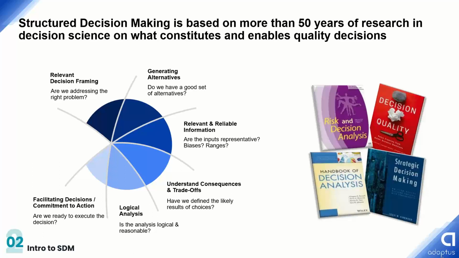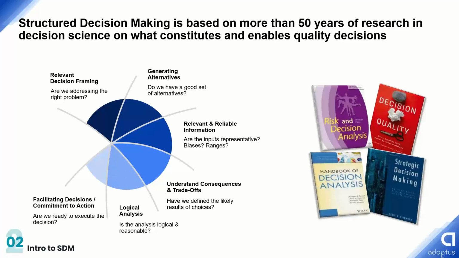Having an ability to understand consequences and trade-offs. So the information that we have pertaining to those alternatives allows us to understand what we gain and what we potentially might lose if we were to pursue any one of those choices. Having some form of logical analysis, some mechanism by which we take that information and understand those consequences and trade-offs in terms of the relative performance of those choices.